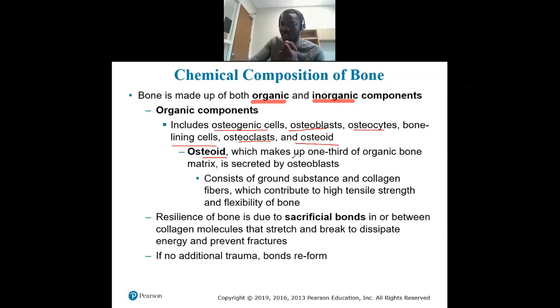The osteoid itself makes up about 1/3 of the organic bone matrix, which is secreted by osteoblasts. And I told you that it consists of collagen fiber. What the fiber does is create that resilience, the strength that you see, and flexibility in bone. So the resiliency of bone is due to the sacrificial bonds in between the collagen fiber molecules. You see that? That's how bone has resilience.